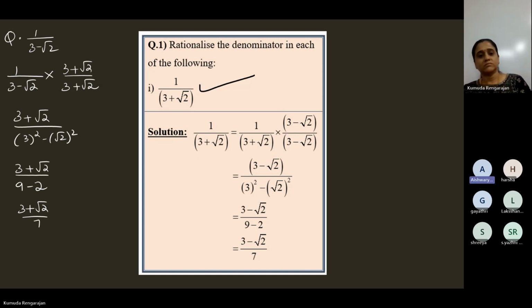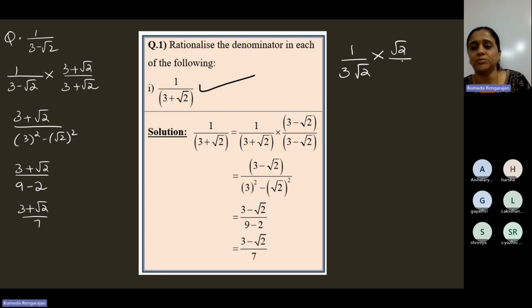Ma'am, just another clarification. Yeah, ask me. If the denominator was 3 root 2, then we would have to multiply and divide by root 2. No, give me the question. Instead of the denominator 3 plus root 2, it is 1 by 3 root 2. Yeah. Then you need to multiply and divide by root 2. Okay, ma'am, thank you.